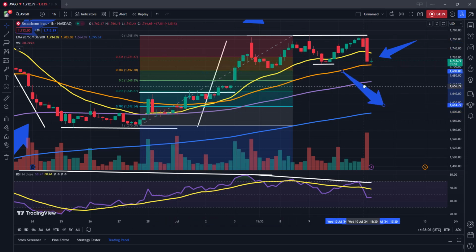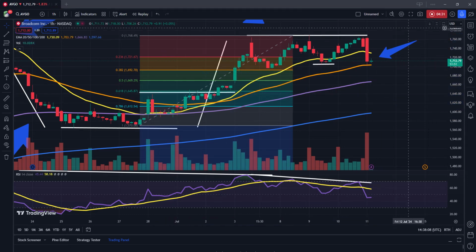So, for example, we could start to look at some of these Fibonacci levels, although some of them have already been broken. In particular, we can see that the 23.6% Fibonacci retracement of this prior trend move, which rested at 1721.67, was broken fairly quickly.